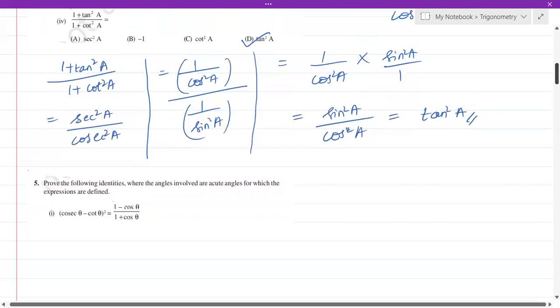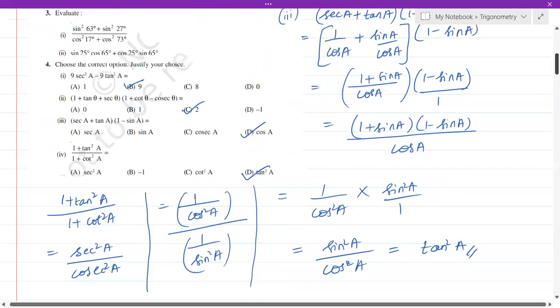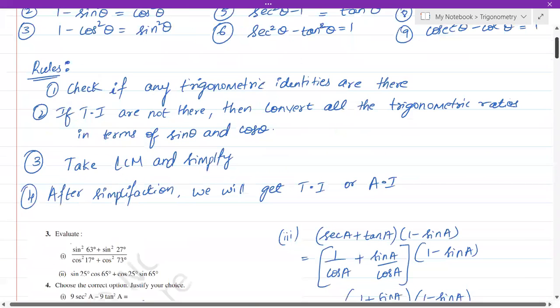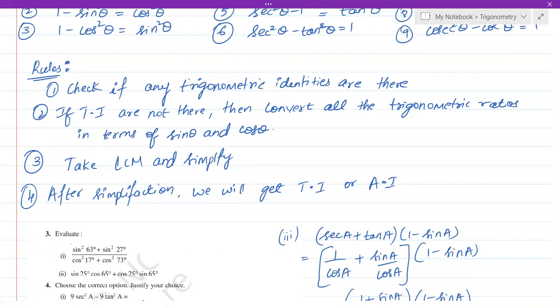I hope you have understood. Remember the four rules. That is, we have to check. The first step is to check if there is any identity. If it is there, we'll use it. If it is not there, we'll convert it into sine theta and cos theta. After conversion, we'll take LCM and simplify it. After simplification, definitely we'll get a trigonometric identity or algebraic identity.